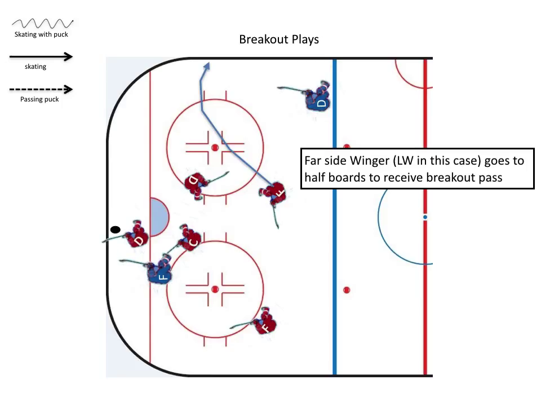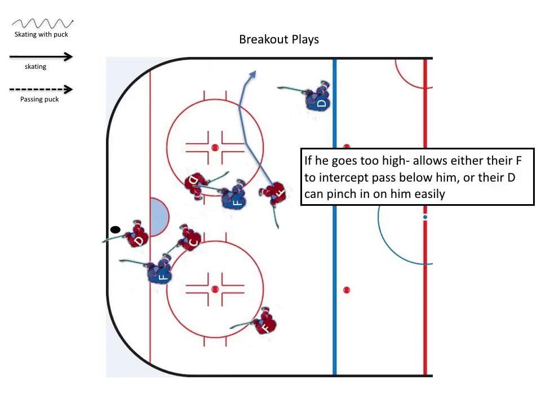So as he comes around the net and calls for the over or wheel breakout play, the far side winger, the left wing in this case, needs to go to the half boards to receive the breakout pass. Now, a lot of times what we see is that that winger drifts up too high up towards that defenseman, and this causes a couple of problems. The first is that it allows room for one of their opponents to drop underneath him and get in the way of that pass. The second thing is that it allows their defenseman to pinch down easily on him and defend against that pass as well.